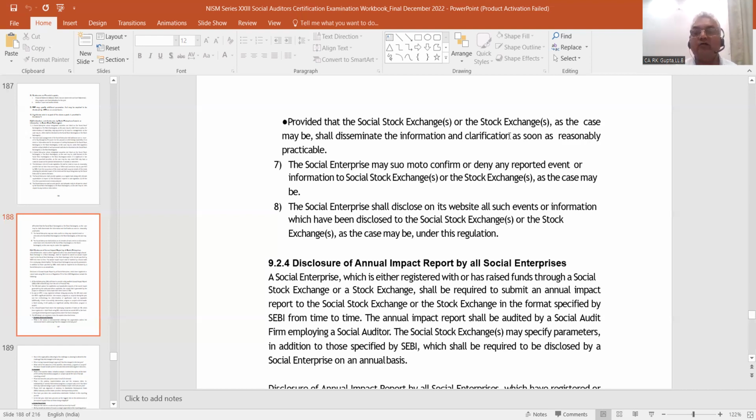Now, disclosure of annual impact report by all social enterprises. What is this?